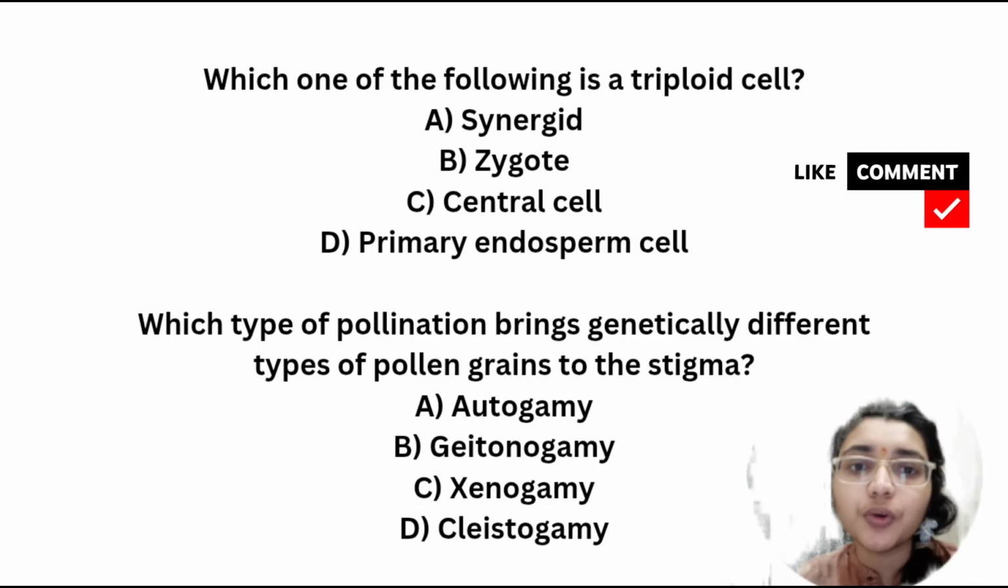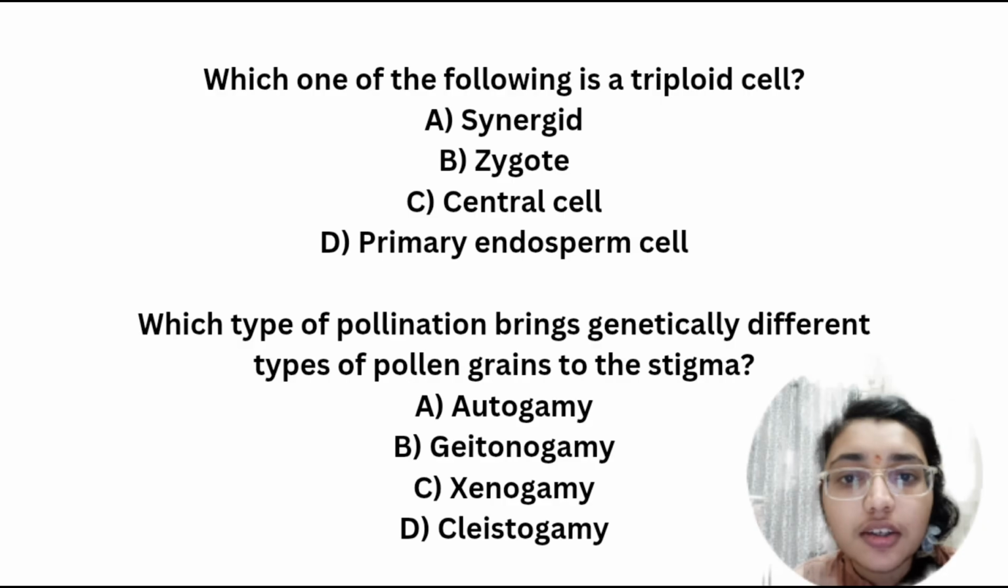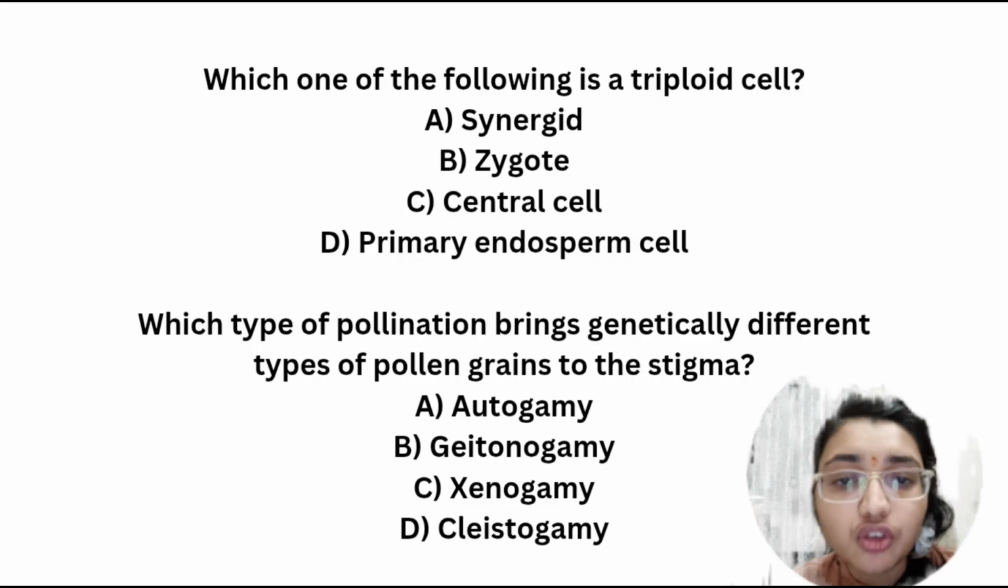Which one of the following is a triploid cell? Synergid, zygote, central cell, or primary endosperm cell. Here the correct answer is primary endosperm cell.